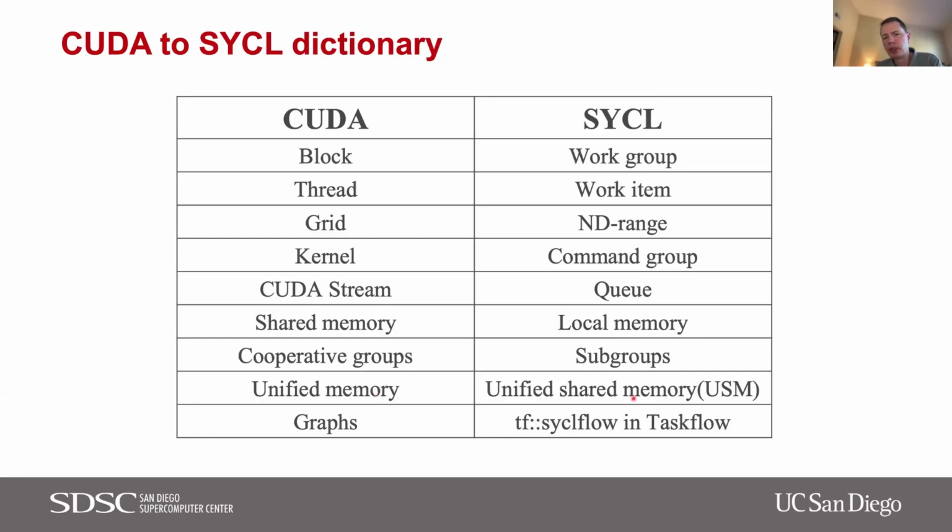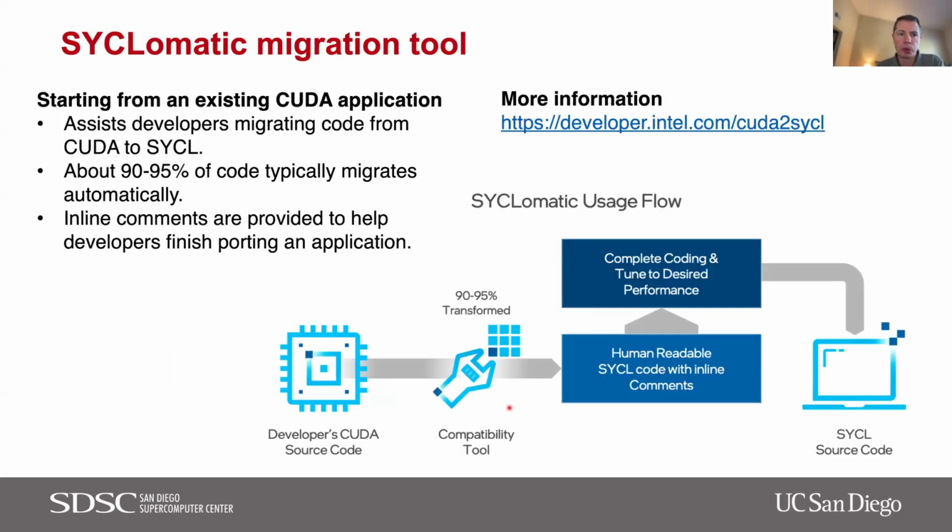Yeah, and then there's unified memory, and it's unified shared memory, USM, in SYCL, and we have graphs and SYCL flow is the equivalent. So SYCL basically builds a graph of your code and then launches the command groups in a queue according to the directed acyclic graph of your software that you have written, such that you have correct execution of your source code.